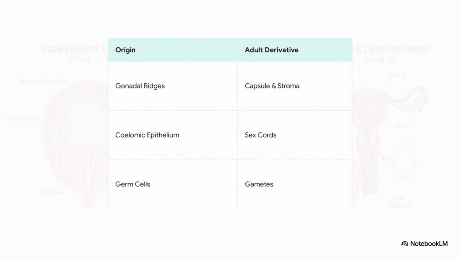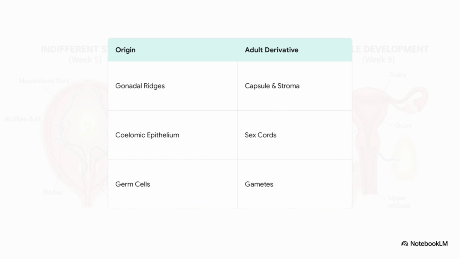Now, let's break down where these indifferent gonads actually come from. This is super high yield for your boards, by the way. They pull from 3 primary sources. First up, the genital or gonadal ridges. These start out as a pair of longitudinal ridges on the medial side of the mesonephros, and they're going to give rise to the capsule, the stroma, and the connective tissue of the gonads.